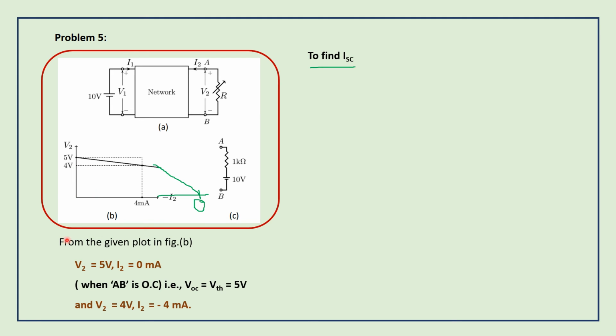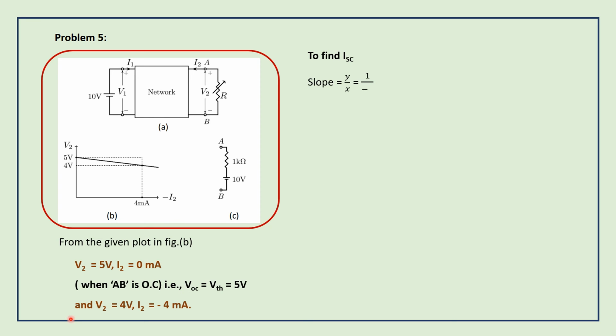So what is the given graphical form? In the given graphical form, we can find out the slope. So see here, what is the slope? Slope is nothing but y by x.